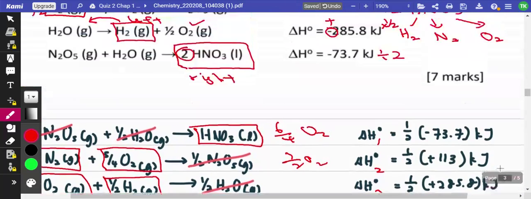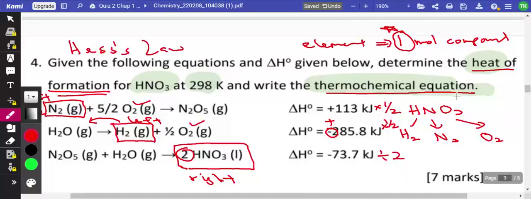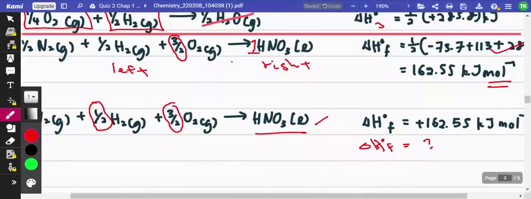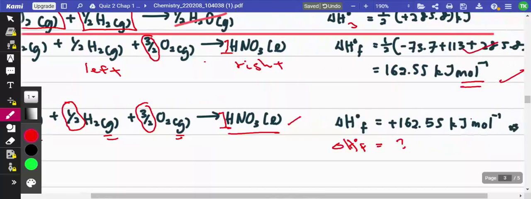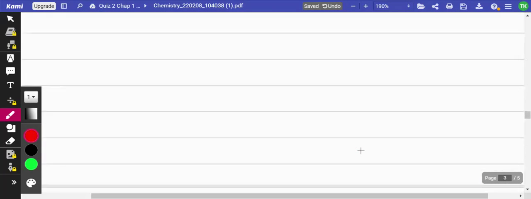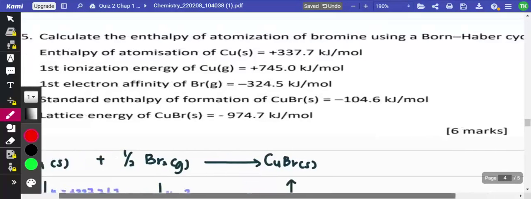Then we need to write the thermochemical equation. For the thermochemical equation, remember you must make sure that this is only 1 mole. Then for the thermochemical equation, we only write down the unit kilojoule, not kilojoule per mole. And remember to label positive because positive means heat is absorbed. Now next one.